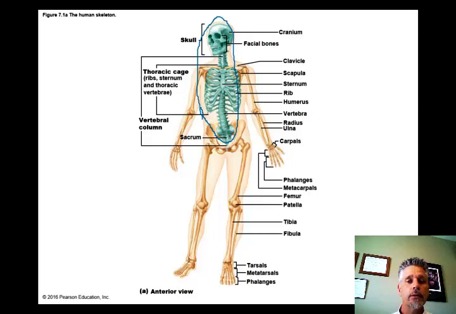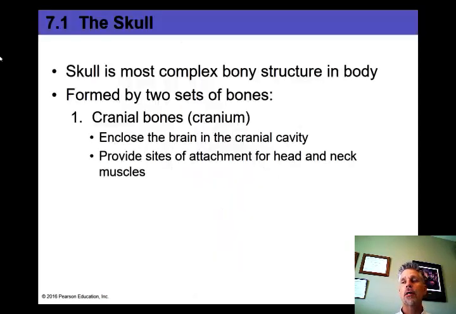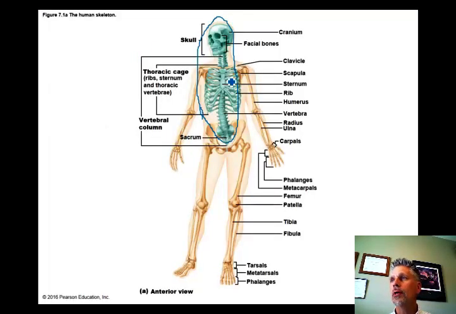Appendicular ones are either going to be the bones of the appendages or those bones which attach the bones of the appendages to the axial skeleton. So for instance, we can see in here and in here we've got bones there, and here we have bones that are attaching these bones of the appendages to the axial skeleton. So those are also part of the appendicular skeleton. So we're going to focus on the axial skeleton right now.